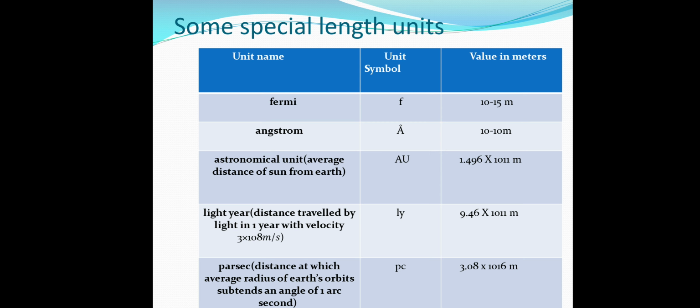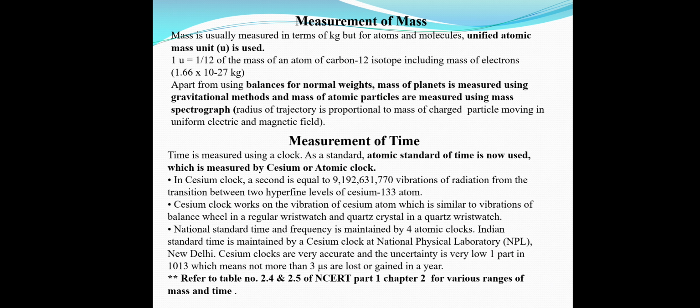Now some special units of length. Fermi, the symbol is f, 10 to the minus 15 meter. Angstrom, Å, 10 to the minus 10 meter. And these are the different types of special units of length.